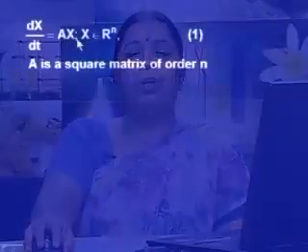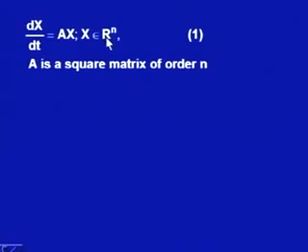Now, we generalize this concept and we write down dx by dt is equal to Ax, where x belongs to Rn. So, earlier I wrote a matrix equation in two variables, but x need not belong to R2, it may be a column vector consisting of n components. In that case, we say x belongs to Rn, and this equation dx by dt is equal to Ax means that A is a square matrix of order n.